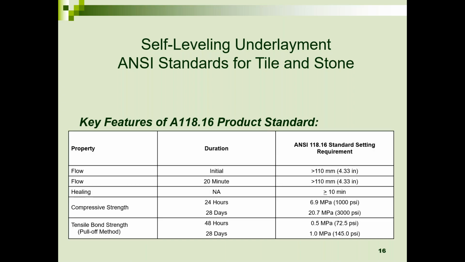And if you open up ANSI A118.6, here's a list of the minimum requirements for those products. The flow rate, how far it flows once it's poured out. That's done by pouring a set amount of material out and watching it flow. The compressive strength, the tensile bond strength. Again, these are all the minimum requirements. Also, take a look at healing. Healing time is when you take a gauge rake or paddle to that leveling material, and once you remove that tool, do you leave any marks in the surface? That product has to be workable for greater than 10 minutes. So these are, again, minimum requirements for cementitious self-leveling underlayments.